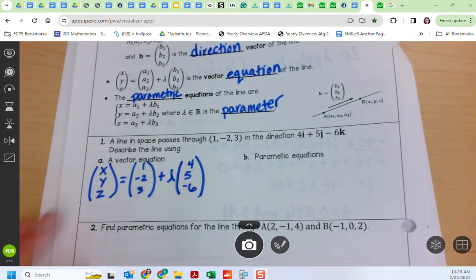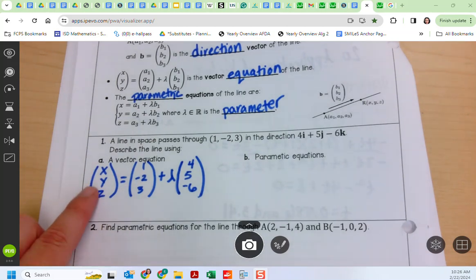All right, guys, how simple was that? We just wrote a vector equation. You got your starting point, and then lambda times your direction vector. There's nothing to solve because it's an equation. It's an equation in 3 variables. You can write this as a set of parametric equations too.